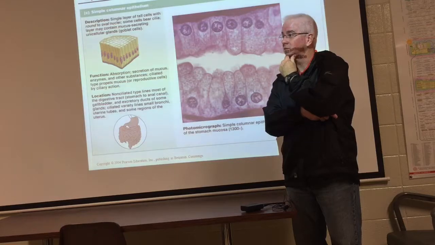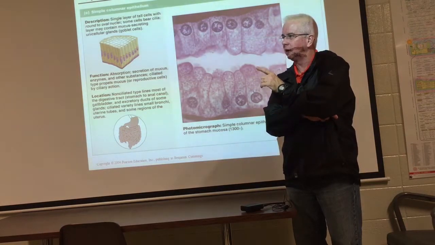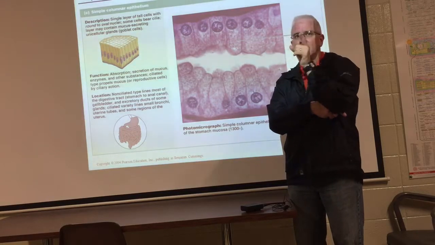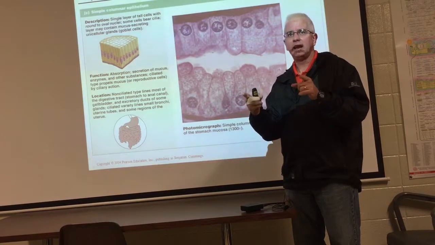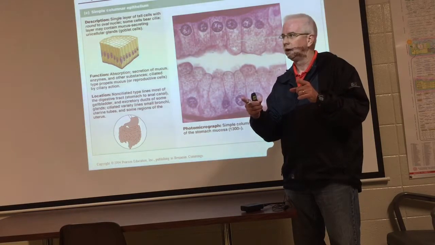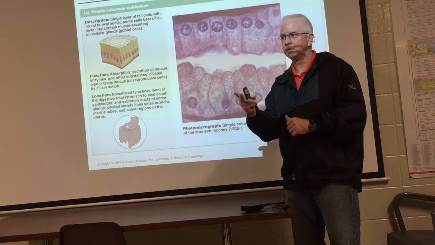Simple squamous. So if I'm going to move oxygen and carbon dioxide from inside the alveolus to inside the blood, how far does the gas have to go? It has to cross two simple squamous epithelial cells.